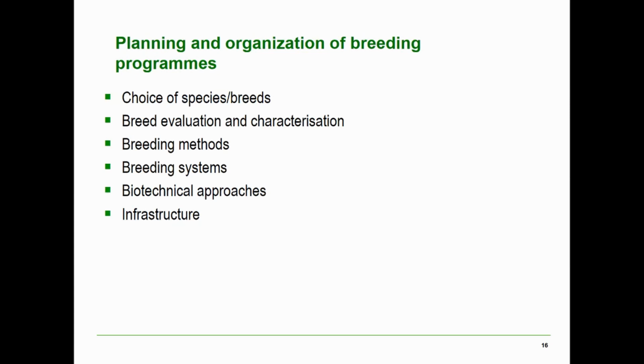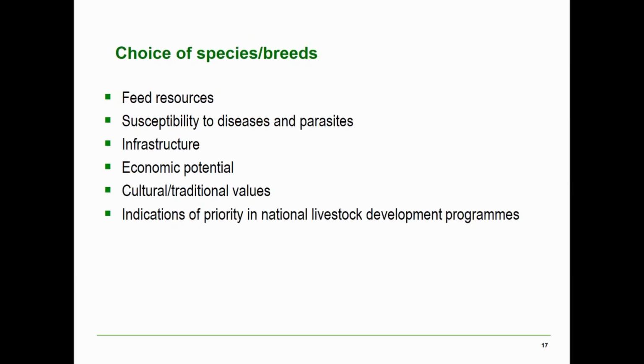The next steps in planning and organization of breeding programs are listed in this slide. The first one is the choice of species and breeds. Then there is breed evaluation, and we need to characterize the breed. Then we decide which breeding methods we want to use for which breeding systems, if there are any biotechnical approaches that we want to capitalize on, and what infrastructure we have in place so the whole breeding program could be sustainable for the longer term. Now, for each of these points, there are some more details coming.